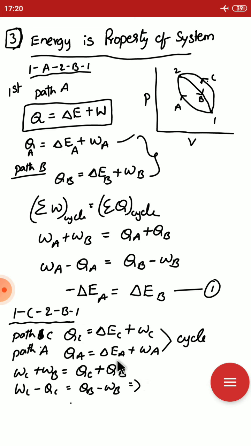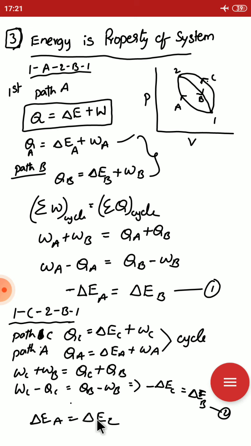Q of C minus W of C is delta E of C, equal to Q of B minus W of B, which is delta E of B. This is equation 2. From 1 and 2 we can notice that the change of energy through A is equal to the change of energy through C. Therefore the change in energy is the same.